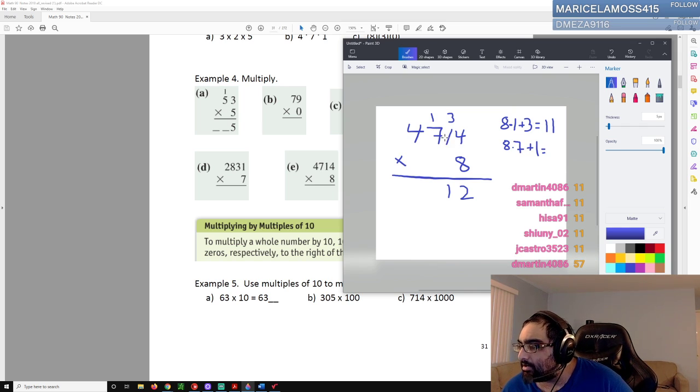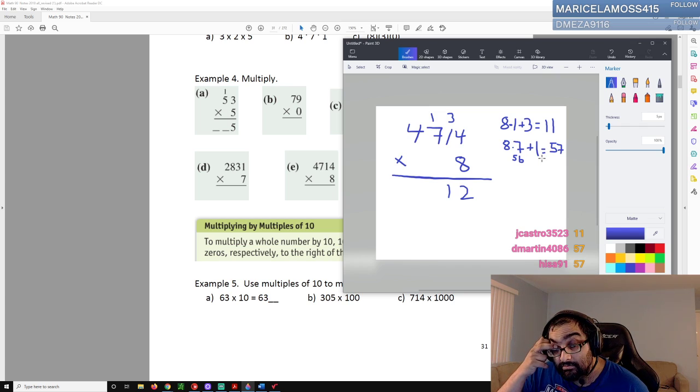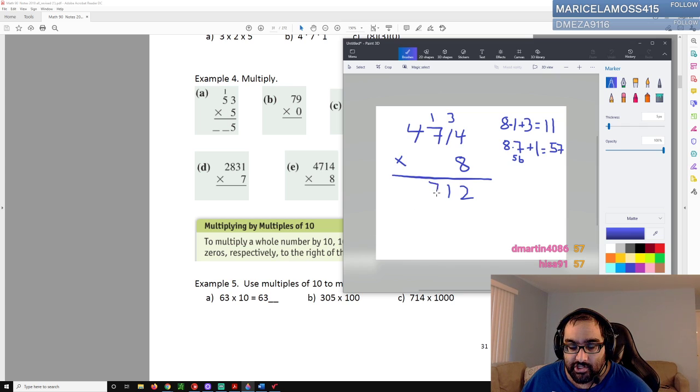All right. 57 is correct. Okay. So 8 times 7, if you look on your times table, is 56. So remember 56 here, and then add 1 to that. That'll become 57. Okay, so we're going to again put the ones digit down here. That's 7. And then we're going to go ahead and carry the 5 here.